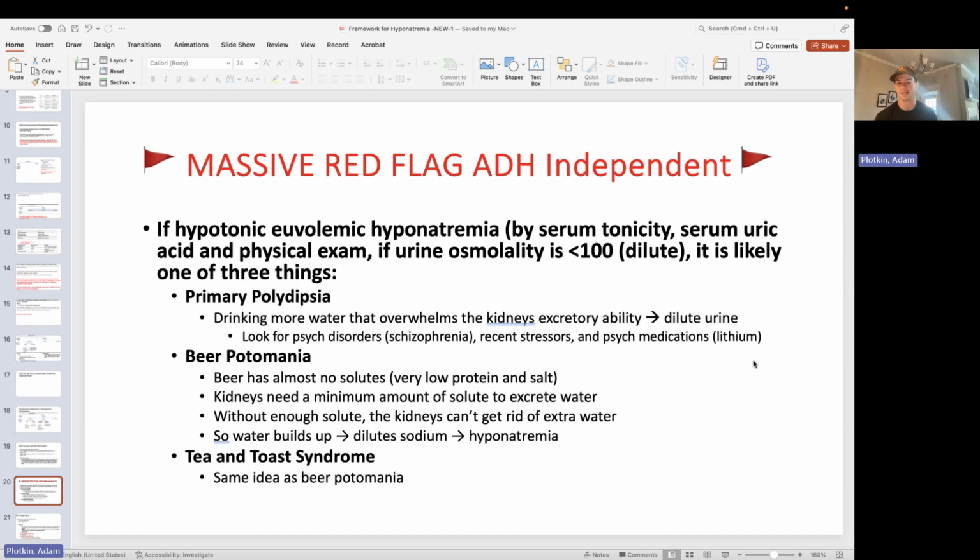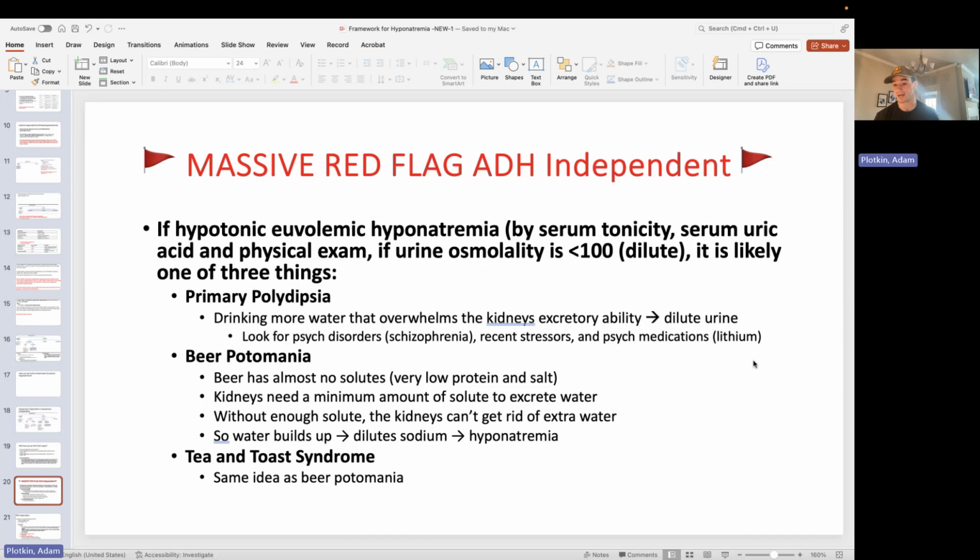It's the same idea with tea and toast syndrome. These are usually older individuals who can't make food on their own. They'll just eat low mineral and low protein diets with very low solute. So again, the kidneys can't excrete water. Water builds up in the system and causes hyponatremia. So again, a patient who has hyponatremia with a urine osmolality less than 100, there should be a massive red flag that it is one of these 3. These patients just have low solute, okay?